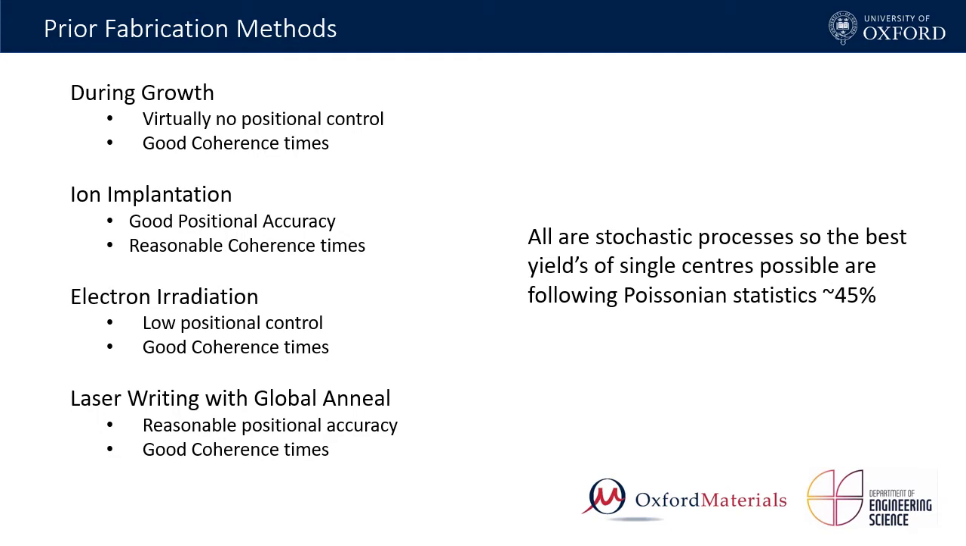A fourth technique involves focusing a single pulse of a femtosecond laser into the material, which generates vacancies within the focal volume. The sample can then be placed into a furnace and annealed to create the NV centres. All of these techniques have their advantages and disadvantages and produce reasonable to good quality centres with reasonable to good levels of positional accuracy. However, all of them are stochastic processes, so follow Poisson statistics.